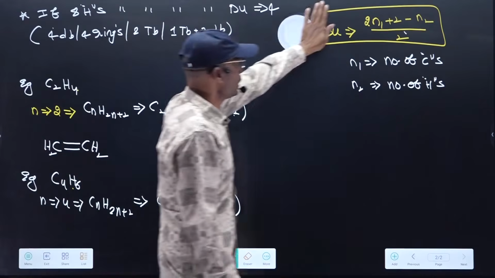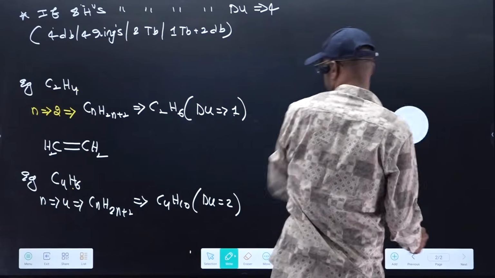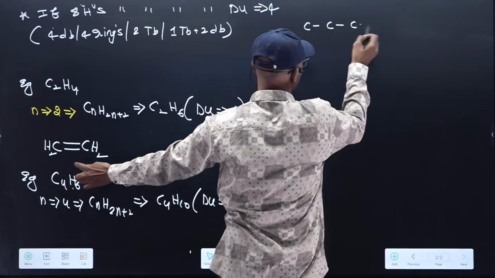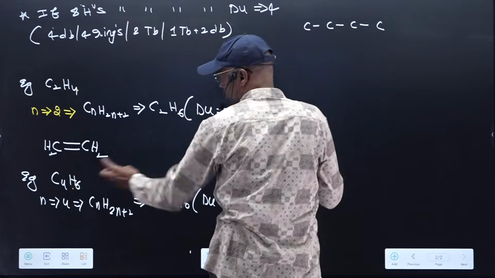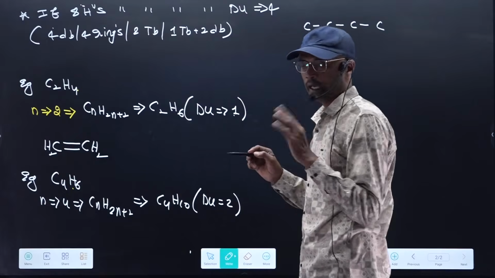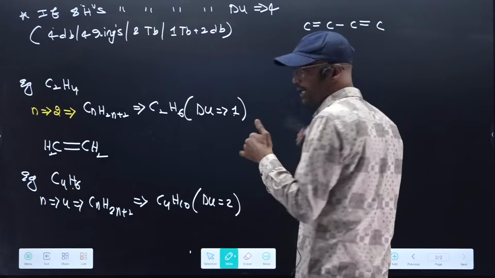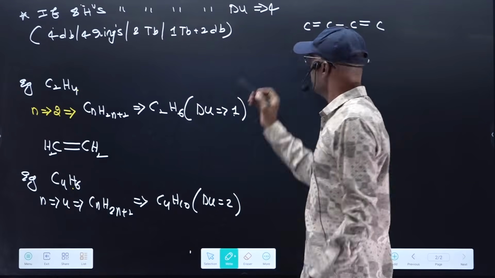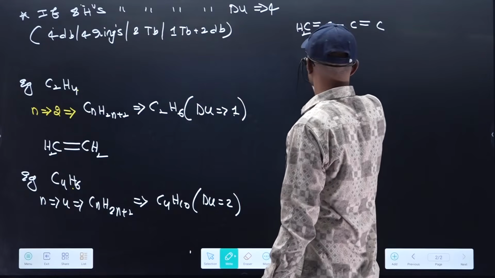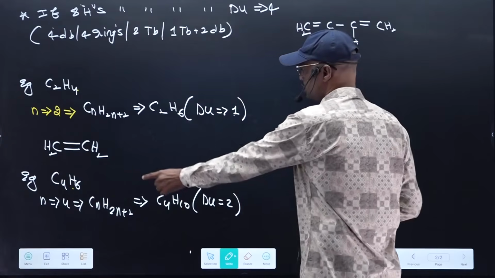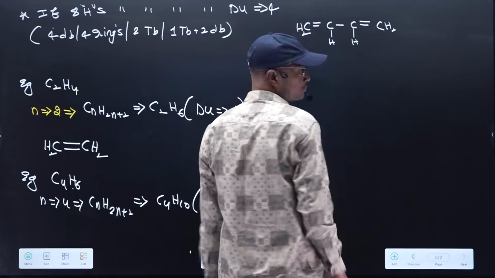2 means 2 double bonds. So see how to create 2 double bonds. How many carbons are there? 4: 1, 2, 3, 4. Can I put 2 double bonds? Anywhere you can put 2 double bonds. So I am putting a double bond here and here. Balance with hydrogens. How many hydrogens are required? 2. Here 1 hydrogen, here 1 hydrogen, and here 2. Automatically this formula matches this.